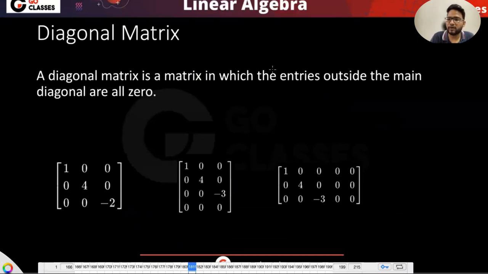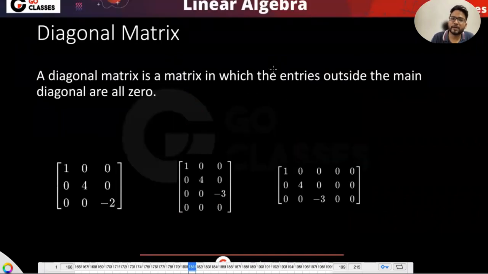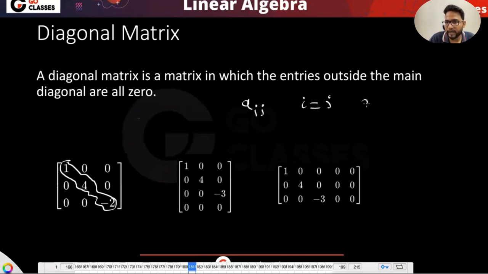So what is a diagonal matrix? You all got the earlier points, right? What is a diagonal matrix? A diagonal matrix is one in which the entries outside the main diagonal are zeros, which means that if this is the main diagonal, then outside of this main diagonal, all the entries are zeros. What is the main diagonal? The main or principal diagonal is the diagonal where, for a_ij, i equals j. This is called the main diagonal.